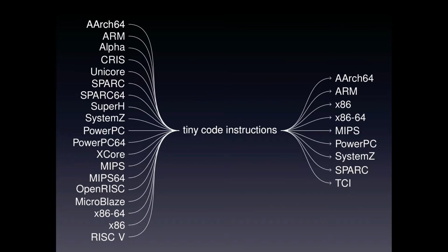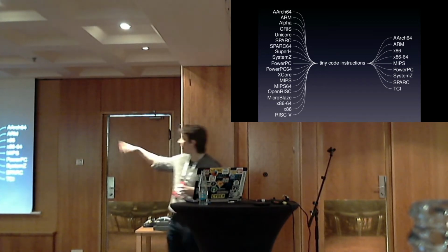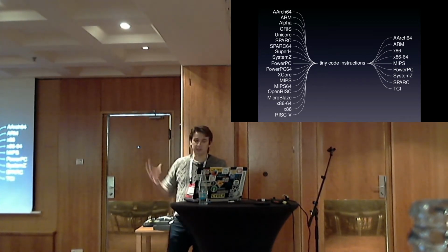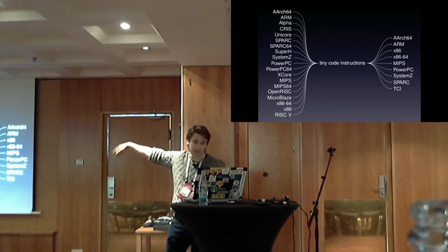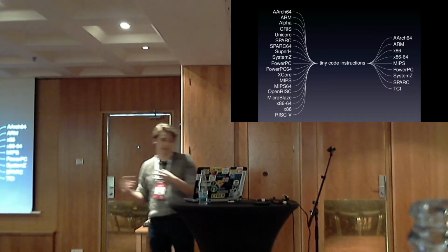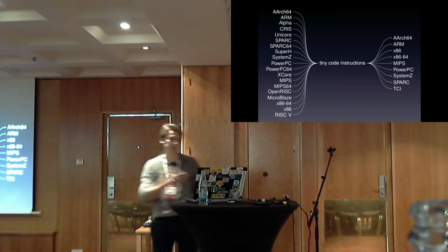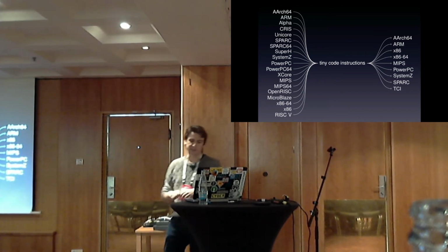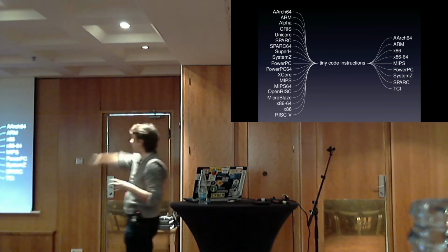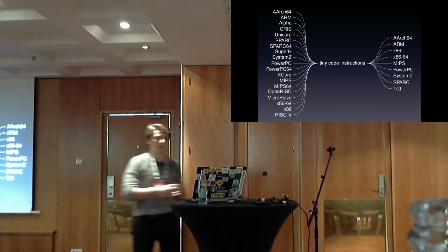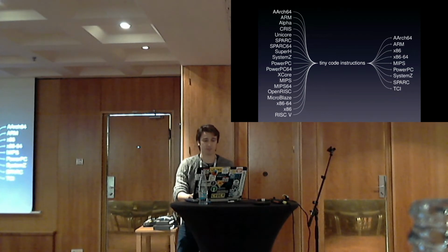And the nice thing is that QEMU supports a large set of architectures. Here we can see only some of them. Basically, from these architectures, we go to tiny code instructions, and then we have several targets. There are fewer supported target architectures than input architectures because maybe you're not really interested in running x86 code on, I don't know, Xcore or whatever. There's also an interpreter, which is TCI: in case a certain architecture is not supported, you can just interpret the tiny code instructions.